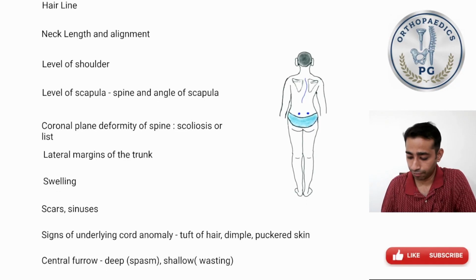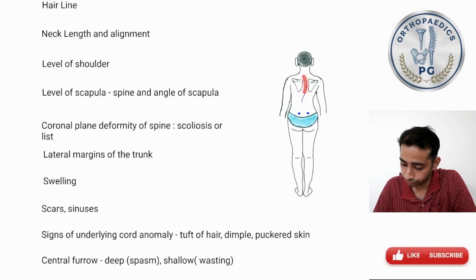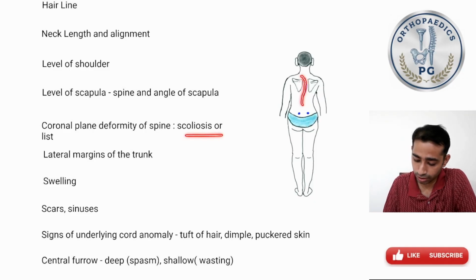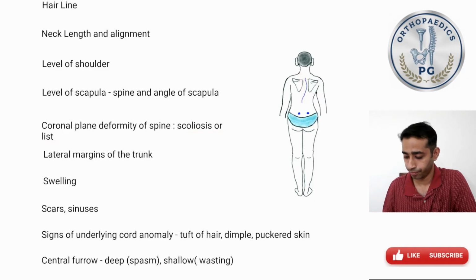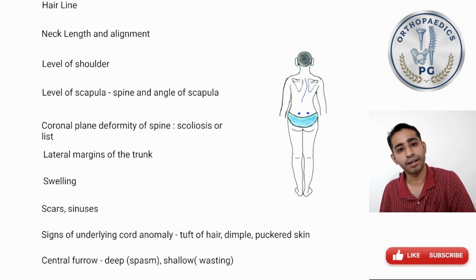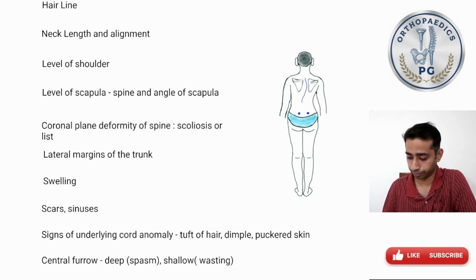After you have seen these levels, you look at any deformity in the coronal plane of the spine itself. So any scoliosis or list, then you observe. You also observe the lateral margin of the trunk, which gives you an idea about the scoliosis.